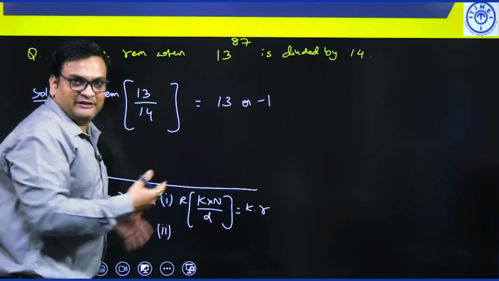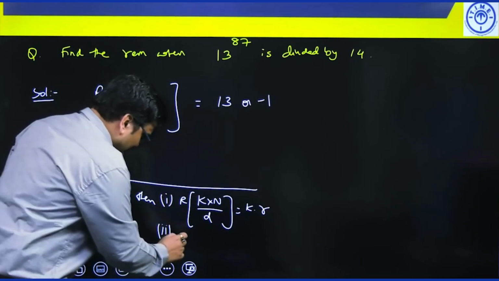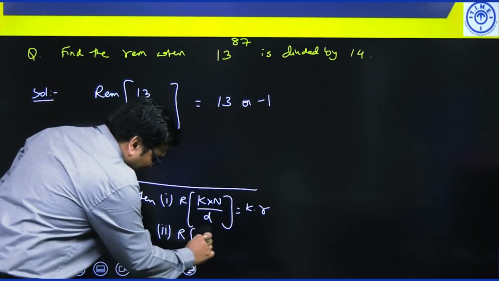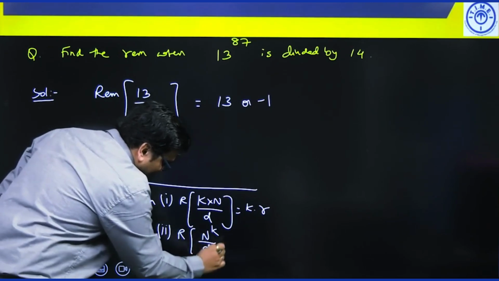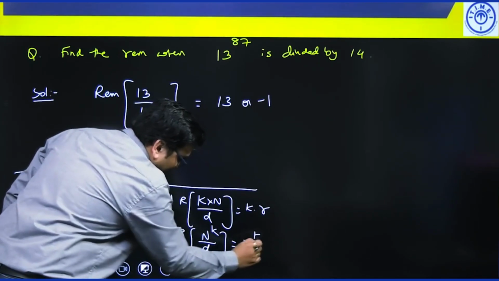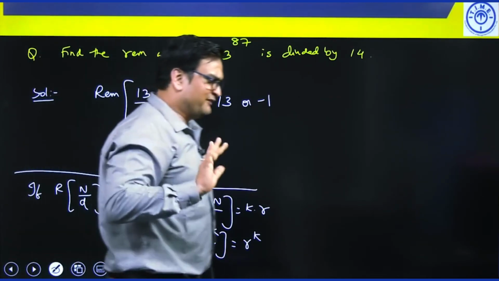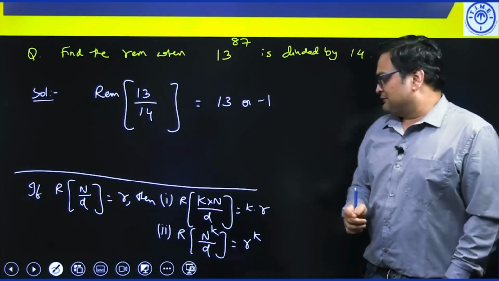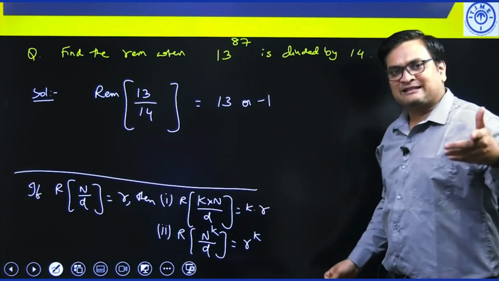Natural number, because we deal with natural numbers only. The remainder when n to the power k is divided by d should be r to the power k. Again, k should be a natural number, it cannot be a fraction. So these are two more points that I want to share.